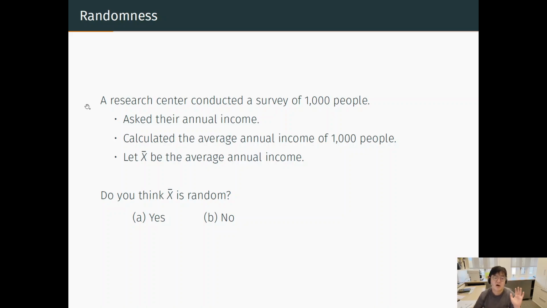Say a researcher, an economist, conducted a survey of 1,000 people. Basically, it's just randomly choosing 1,000 people and asking their annual income. And the economist calculated the average annual income of those survey respondents. So we are going to denote X bar, the average annual income, right? X bar is the average annual income. Then what do you think? Is X bar random or not?